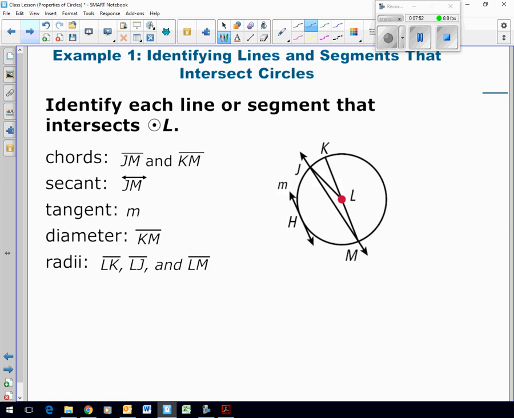To be a circle, the distance from the center to the rim has to be the same, all the way around the circle. And that means that all radii have the same measurement inside of the circle. Everybody hear me? So if L to K is 5 feet, what would L to M be? L to J, L to H, L to anywhere on the rim of the circle, it's got to be 5 feet. All radii are created equal. Everybody got that?